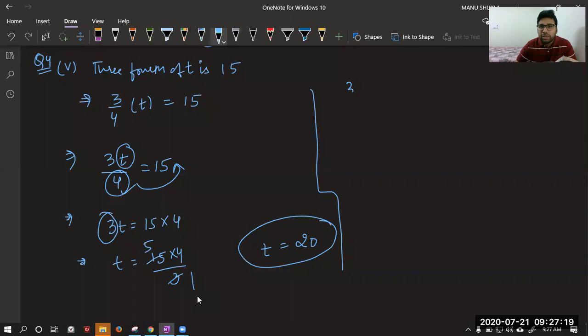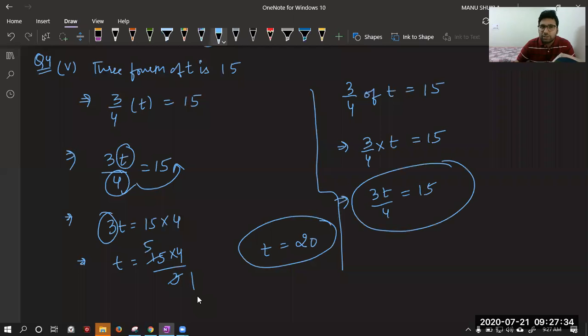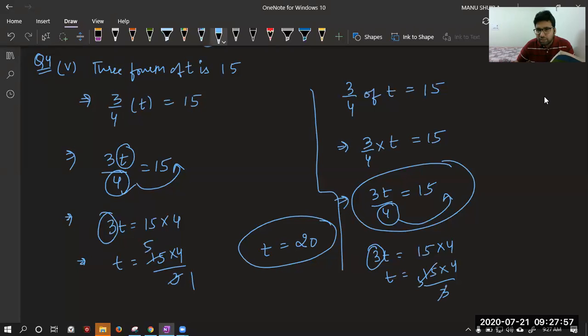It was saying 3/4 of t is 15. It can be taken as 3/4 into t is equal to 15, or 3t/4 is equal to 15. This is the equation. Now we can solve this very easily. We can take this 4 in division to this side as multiplication. It becomes 15 into 4. We can take this 3 from here to this side. It will come in division like this. It becomes 3 5s are 15, 5 4s are 20. I hope it is clear now.